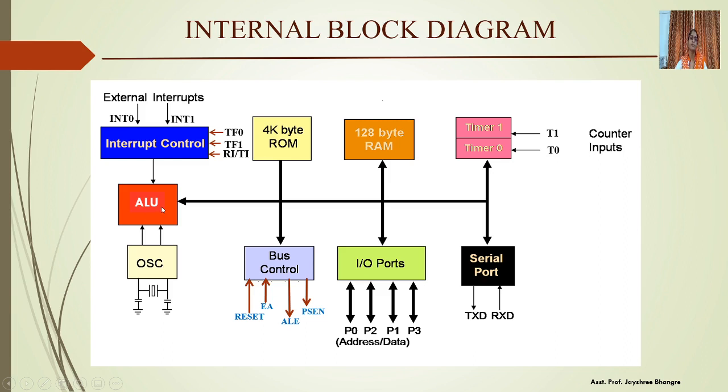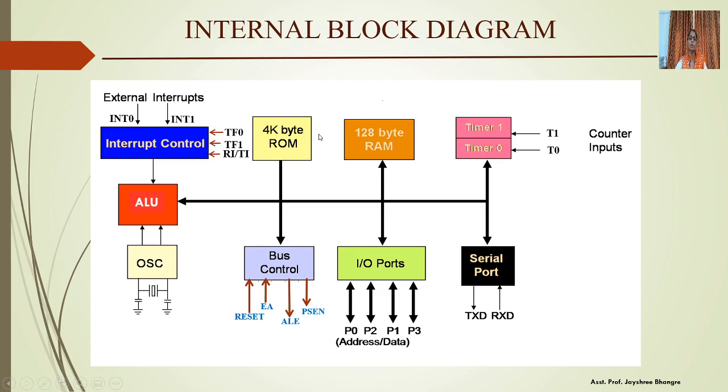8051 has 5 interrupt sources: int 0, int 1, tf0, tf1, ri, ti. So this is the interrupt control unit which controls the two external hardware interrupts, that is int 0 and int 1, and the internal interrupts tf0, tf1, ri and ti.